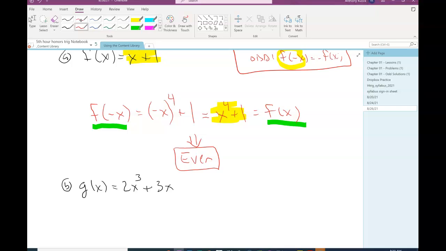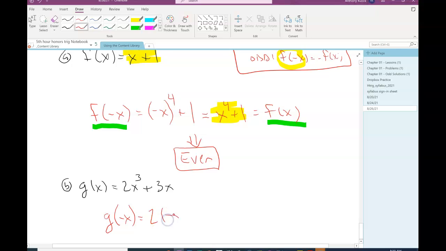Okay, so g of x equals 2x cubed plus 3x. Again, on site I don't know if this is going to be odd. Well, I do, and I can do it on site, but you guys don't know whether it's going to be odd or even yet. But that's okay, because to prove odd or even, both situations start the same way, by figuring out what g of negative x is.